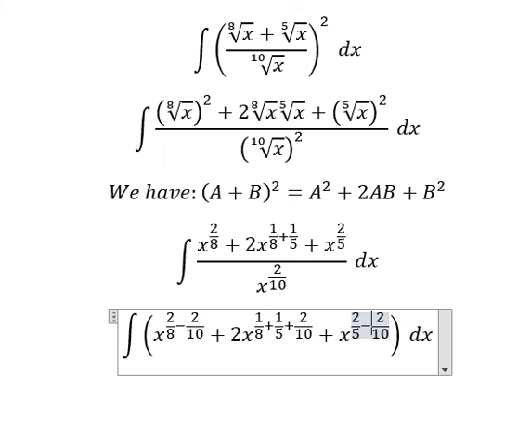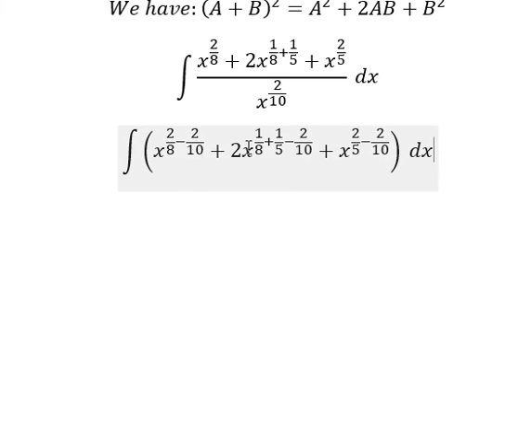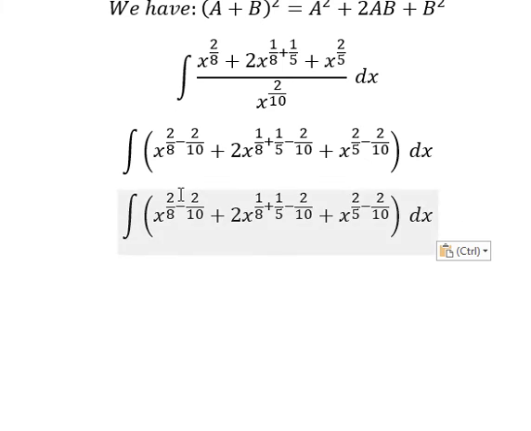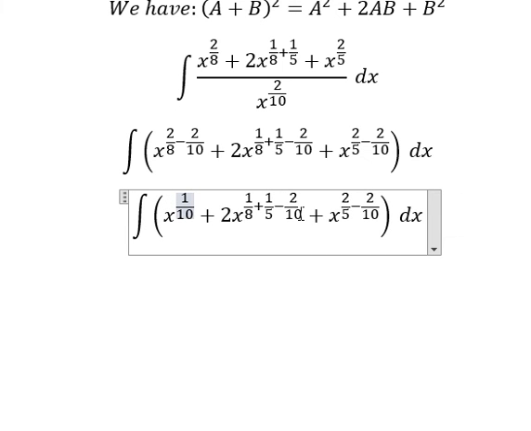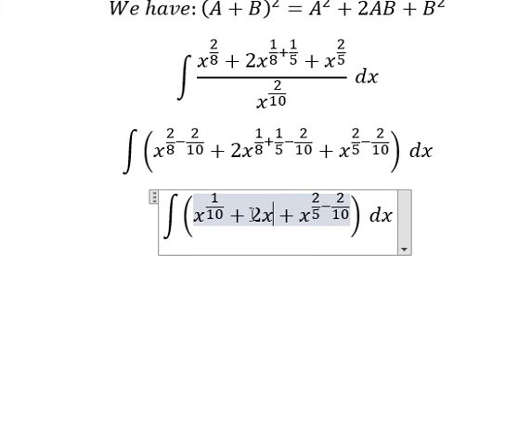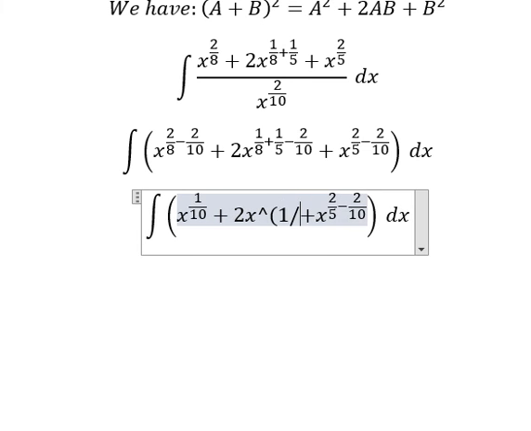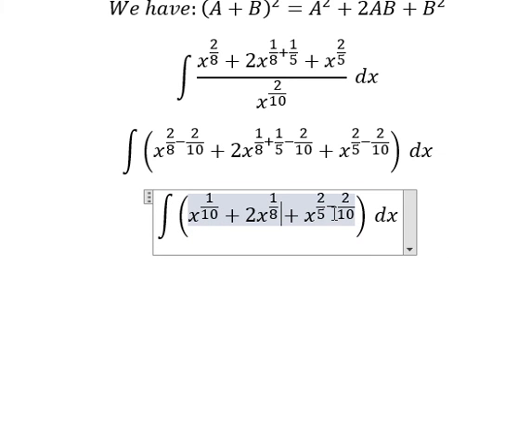This is negative, sorry. So after we write this way, we can simplify the power in here. And this one is about 1 over 10. This one is about 1 over 8. And this one we will have about 1 over 5.